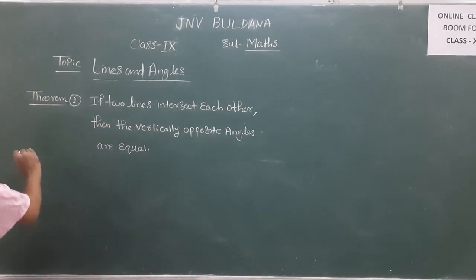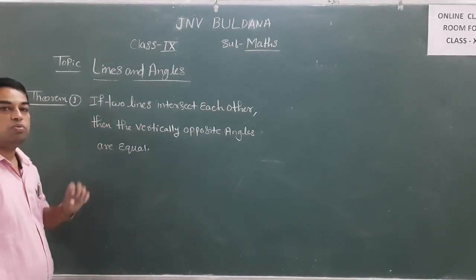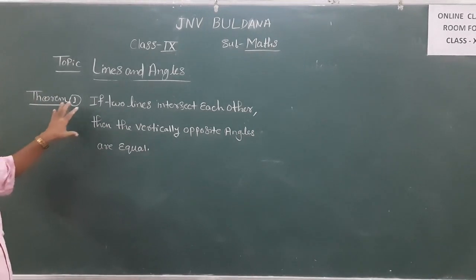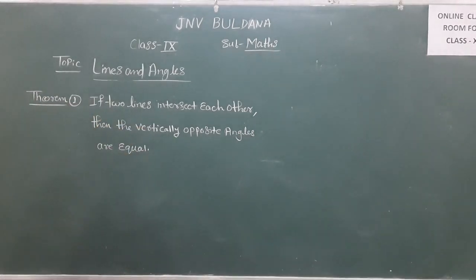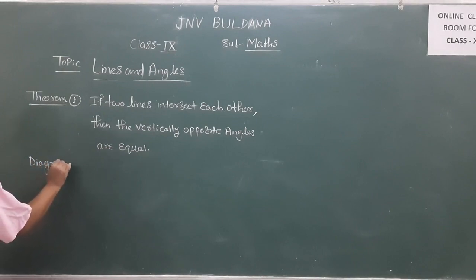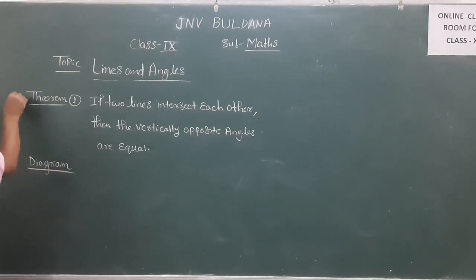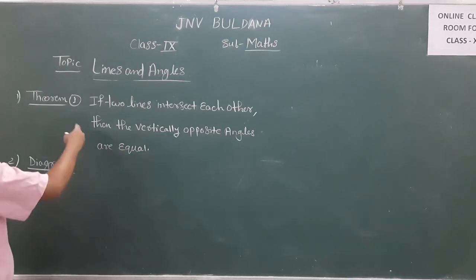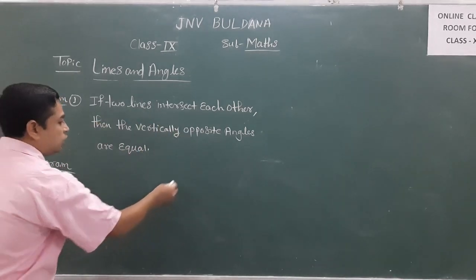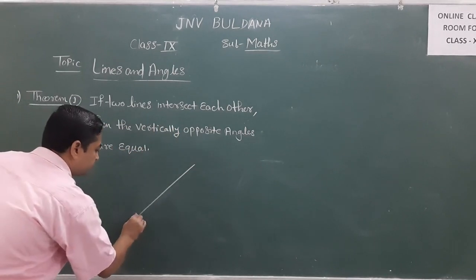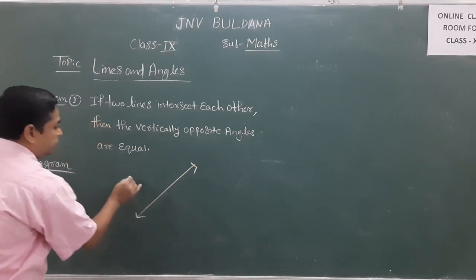So how to solve the theorem? There is one method of solving the theorem. First we will write the statement of the theorem, then we will draw the diagram. Always follow the sequence. The first is the statement, second is the diagram. What is the diagram? If two lines intersect each other, so we draw two lines which intersect each other.